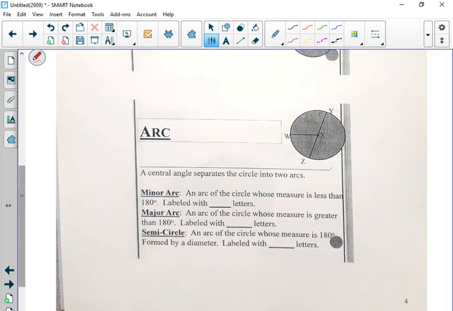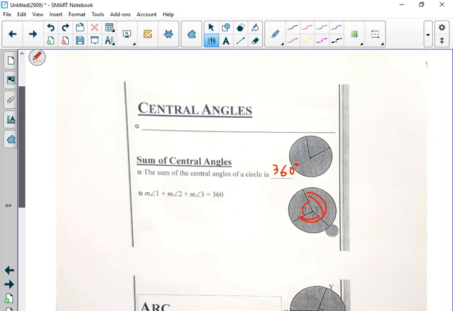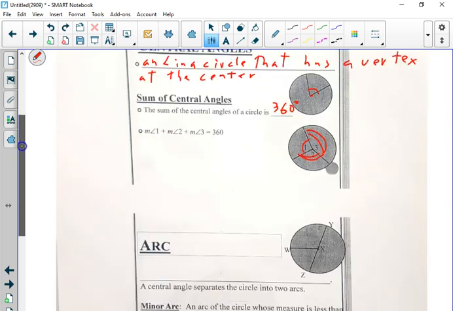Now, what we have not discussed is what's called an arc. Oh, I forgot something. I am so sorry. Up here under central angles, I forgot to define it, because we kind of already have done it. It is an angle in a circle that has a vertex at the center. So here's the center, and there's your vertex angle, which we also call a central angle because it's inside the circle.